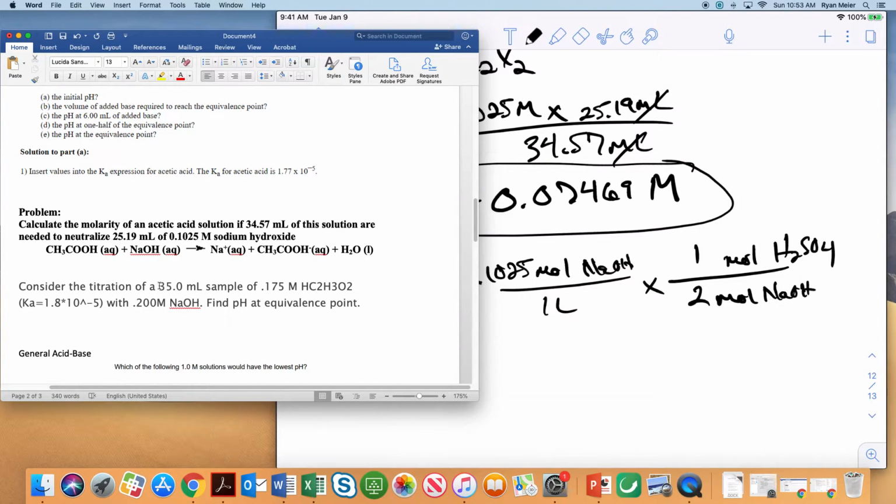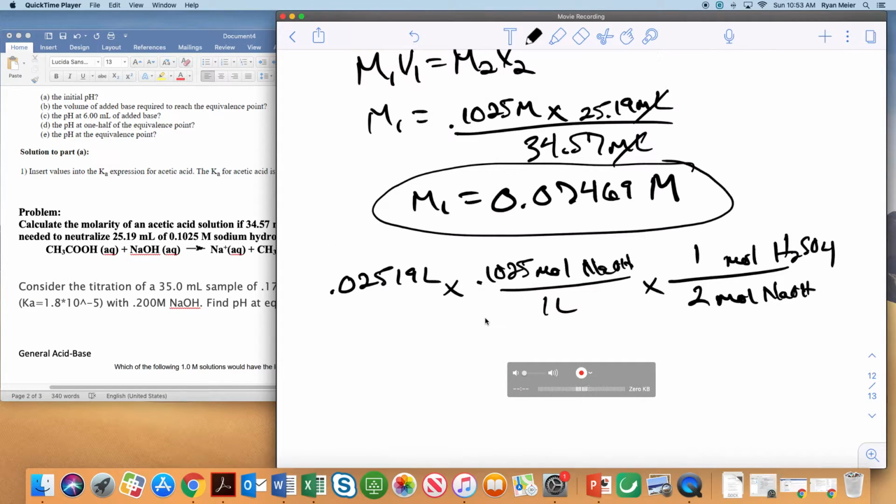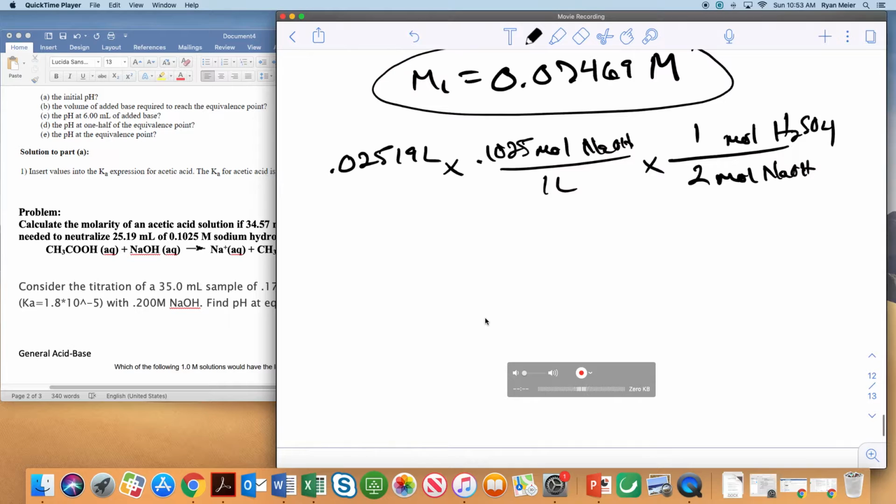Right, consider the titration of a 35.0 milliliter sample, 0.175 molar. This is acetic acid again, with 0.200 molar sodium hydroxide. Find the pH at the equivalence point. I'll try to go through this quickly since we've done this almost exactly once.